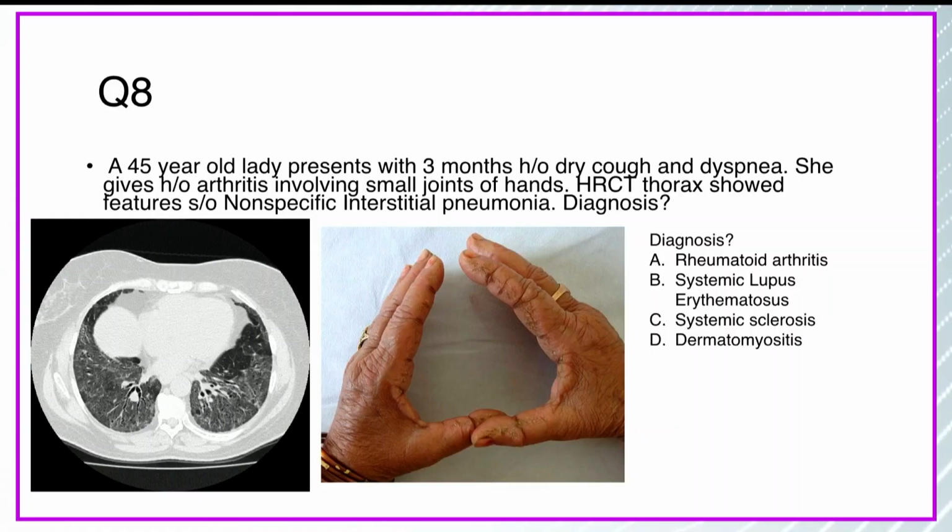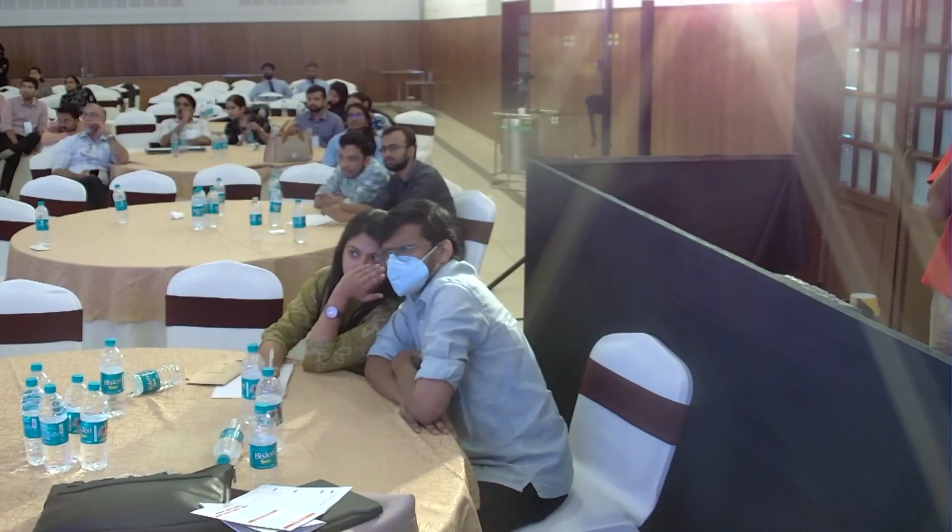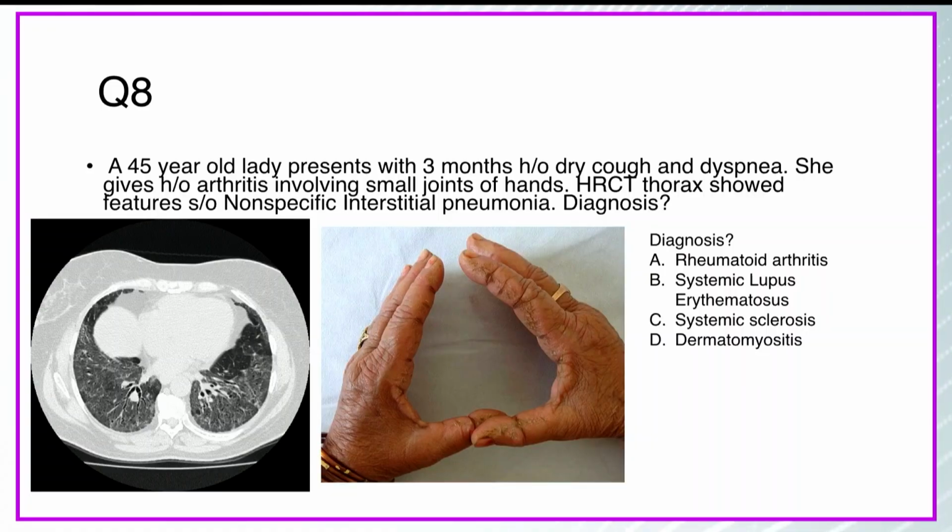A 45-year-old lady presents with a 3 month history of dry cough and dyspnea. She gives a history of arthritis of the small joints of the hands. X-ray shows features of non-specific interstitial pneumonia, and these are the images. So what is your diagnosis? Rheumatoid arthritis, lupus, systemic sclerosis, or dermatomyositis? Arthritis, ILD, and the image.